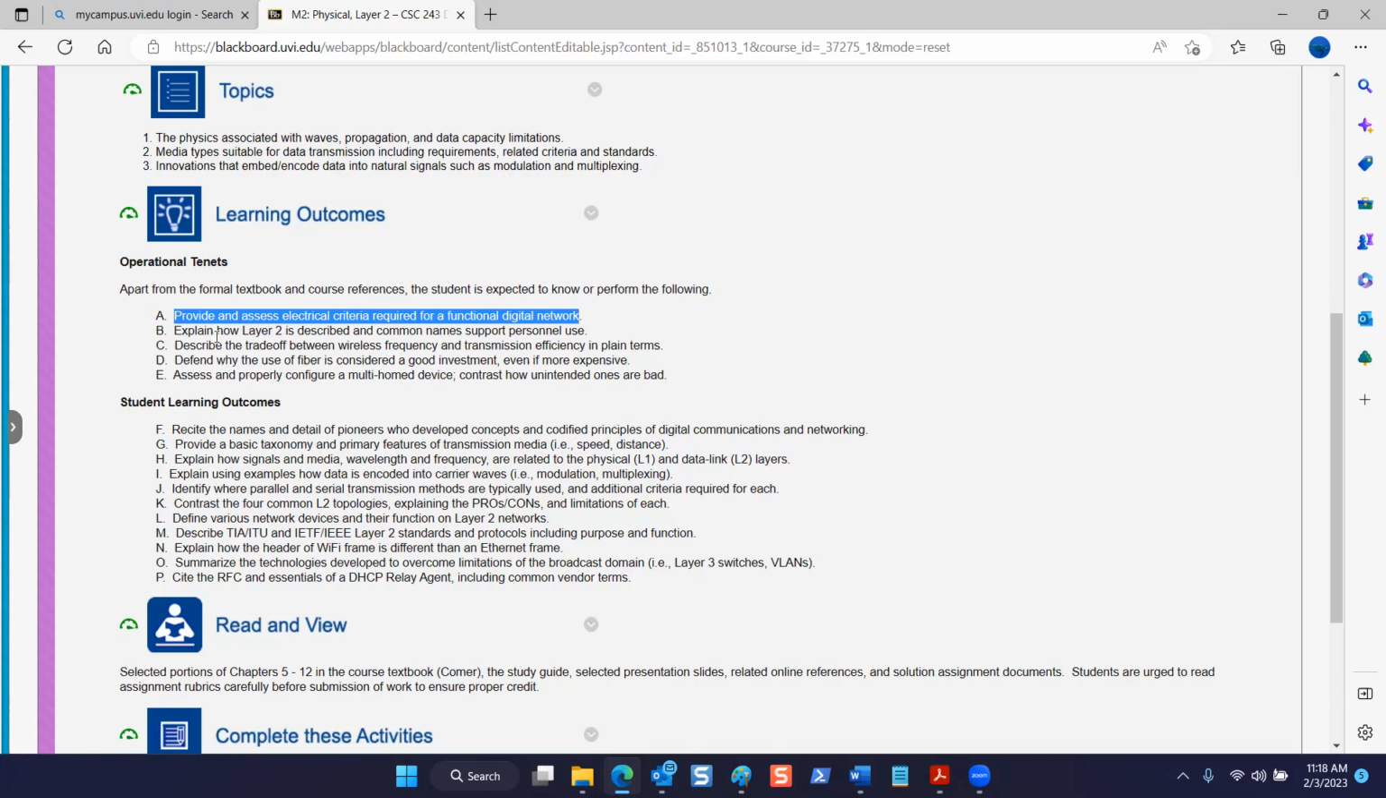And explain how layer 2 is described, and common names that support personal use, right? Describe the trade-off between wireless frequency and transmission efficiency in plain terms. Now, this is something you'll see lots of YouTube videos about, and a lot of other stuff, but you won't necessarily see it in your textbook. So there's a good mix of additional references, cutting edge information, right? So we talk about 5G cellular.